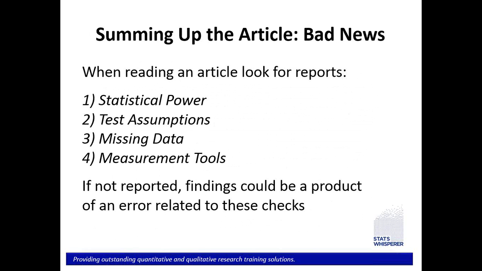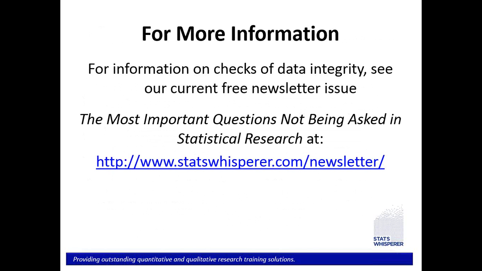So when we're reading an article, we're looking for the checks of statistical power, test assumptions, missing data, and measurement tools. If they're not reported, the findings could be a product of an error related to these checks. I know we repeated that many, many times, but we really want to drill that in. If you haven't had enough, you can go to the newsletter on our site titled The Most Important Questions Not Being Asked in Statistical Research for further reading about the need for the checks of test assumptions.